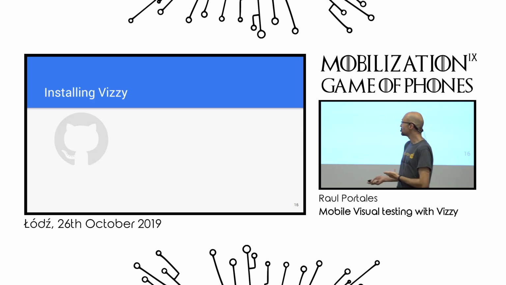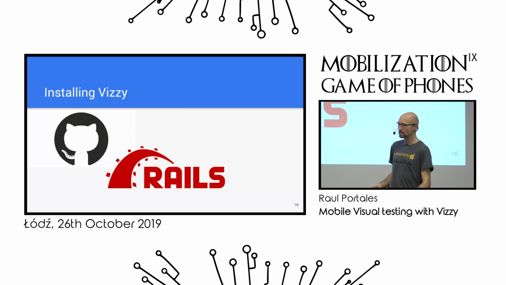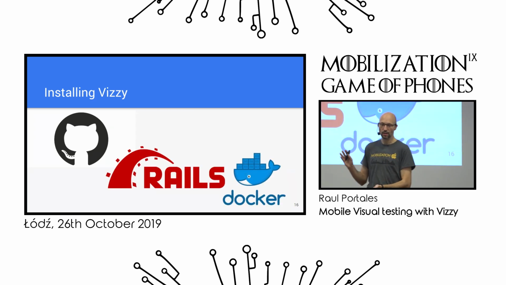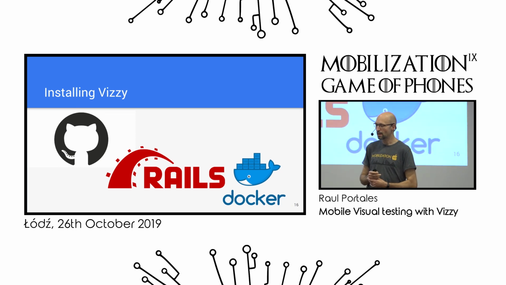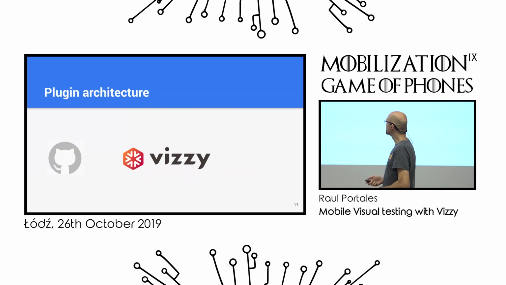How do we install it? So Vizzy is a Ruby on Rails server that you can install. You just check it out from GitHub, install Rails, and after that you can just create your own Docker instance, and everything is fine. This is fairly simple if you're a Ruby on Rails developer. If you are not, just installing Ruby on Rails may take you between 1 and 2 hours. But you only have to do it once. So it's not that bad.